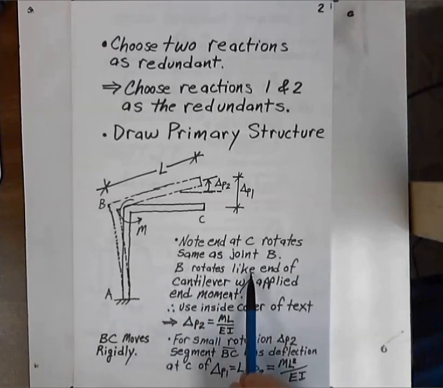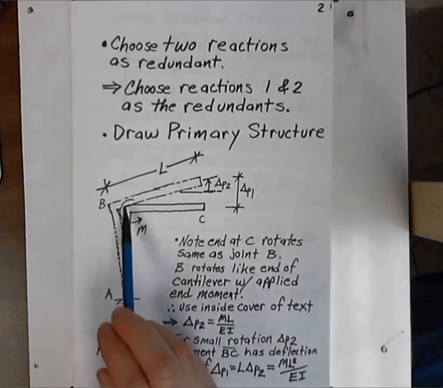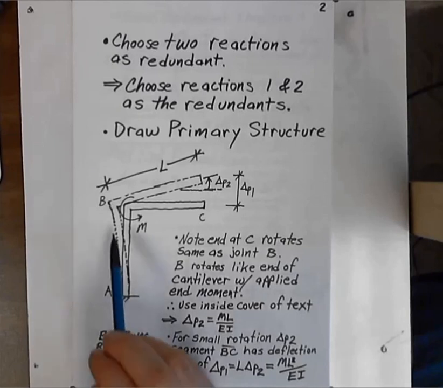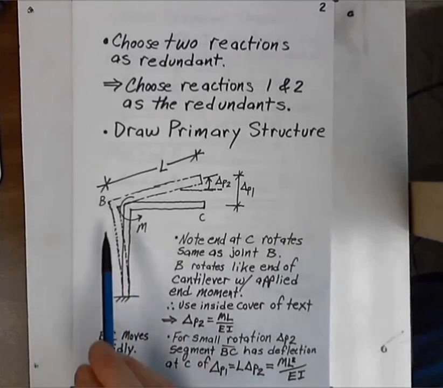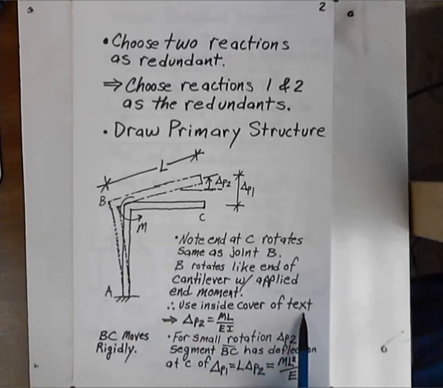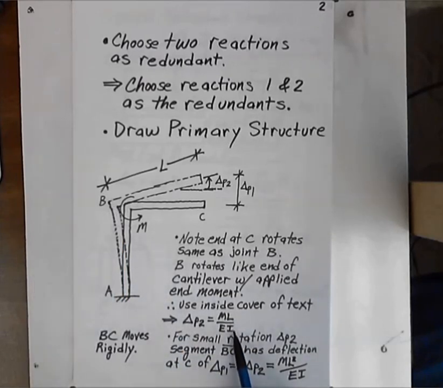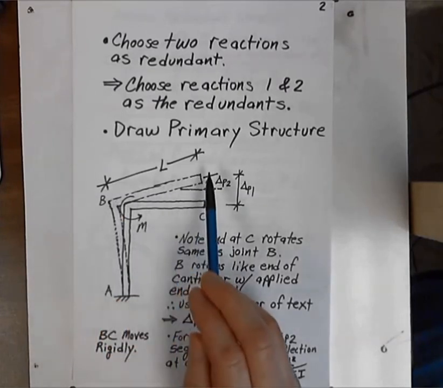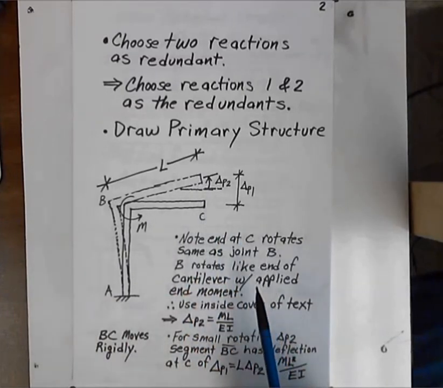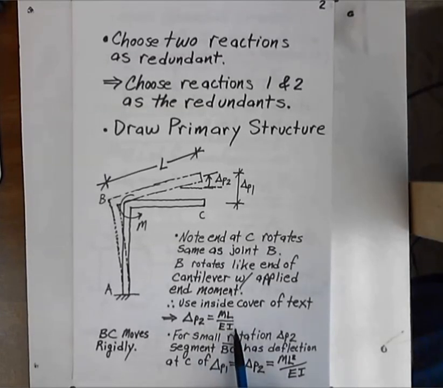Hence, B rotates like the end of a cantilever with applied end moment. So we have an applied end moment. It's been applied at the end of this cantilever from A to B. And if we were to look on the inside cover of the textbook, we would find that that rotation at B is equal to ML over EI. As we've indicated here, the rotation at B is going to be the same as the rotation over here. And so using that inside cover of our text for the rotation at the end of a cantilever with an end moment applied to it, we have delta P2 equal to ML over EI.